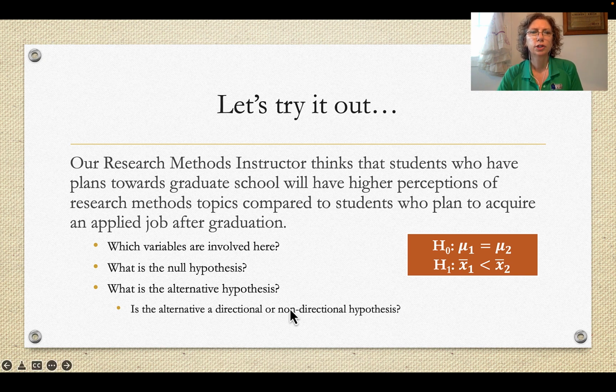So our null hypothesis is that there's no difference between those two groups. Nothing, no difference. The alternative hypothesis, according to our research methods instructor, is that those planning to go to grad school are going to have a higher perception of research methods than those planning to get a job, to go applied. This would be a directional hypothesis. Let's check it out on our lab sheet.